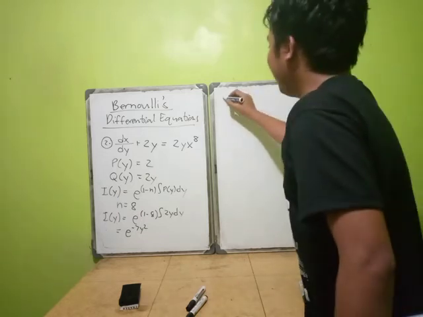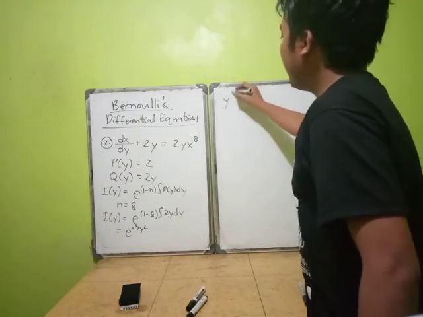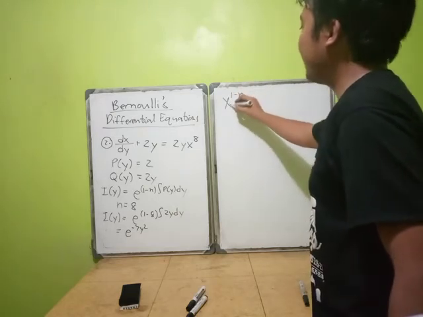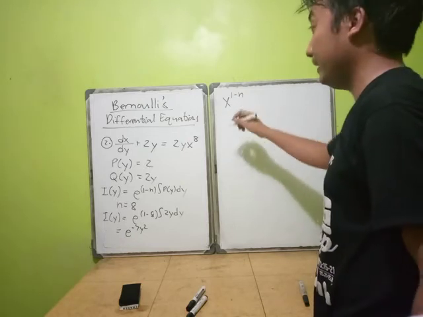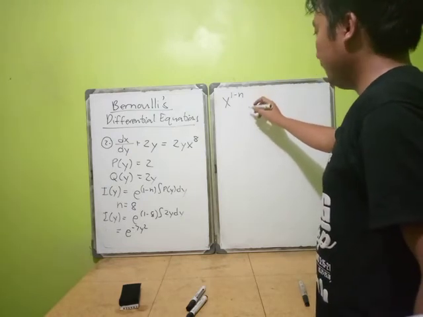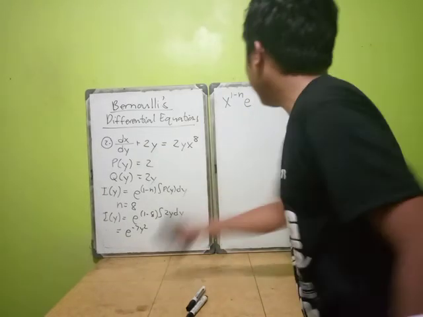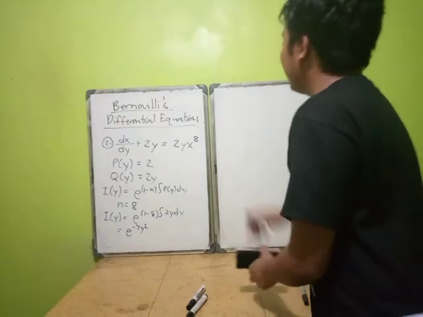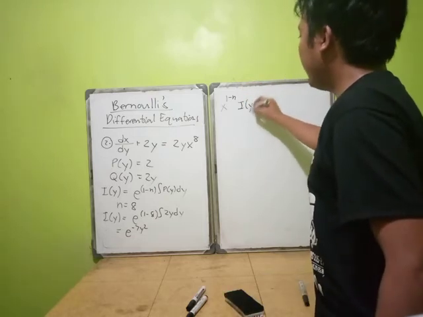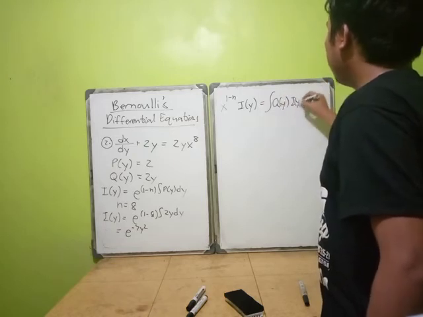So, we put it in the solution template. It becomes y to the power of 1 minus n. Oh, I know, it should be x. It should be x, because the situation of y and x is reversed, since dx is on top and dy is on the bottom. X to the 1 minus n multiplied by the integrating factor. Let me write the general solution here: x to the 1 minus n, times the integrating factor IY, is equivalent to the integral of QY IY dy.